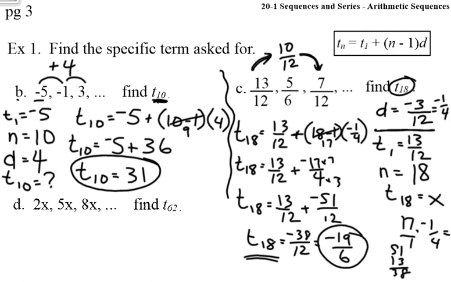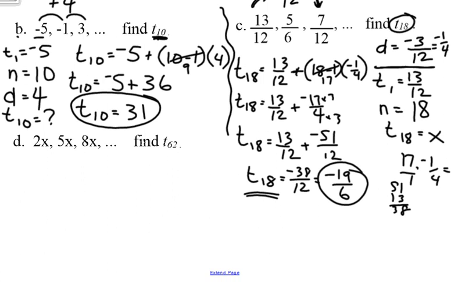Sequences and series. Fractions are fair game. You're in 20-1. Get used to it. Just like with question D. D's a little bit more involved as well because we have polynomial expressions here.